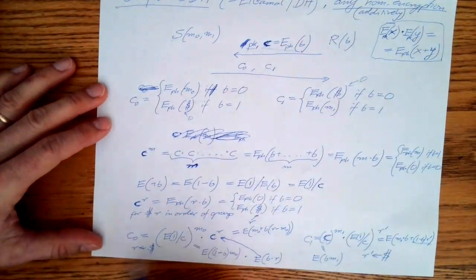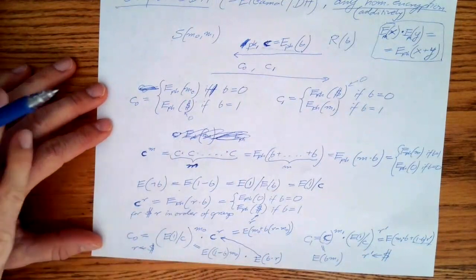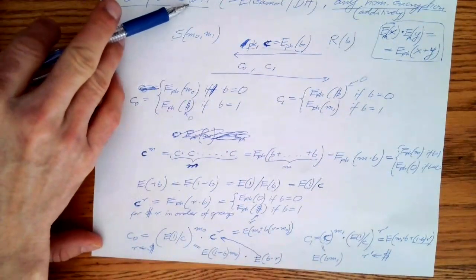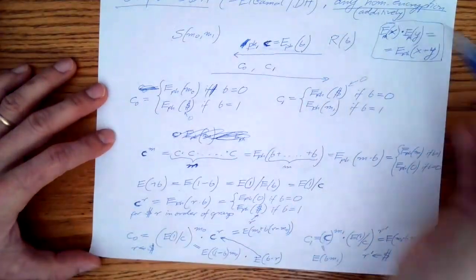Now, DDH is... ElGamal is not exactly additively homomorphic.